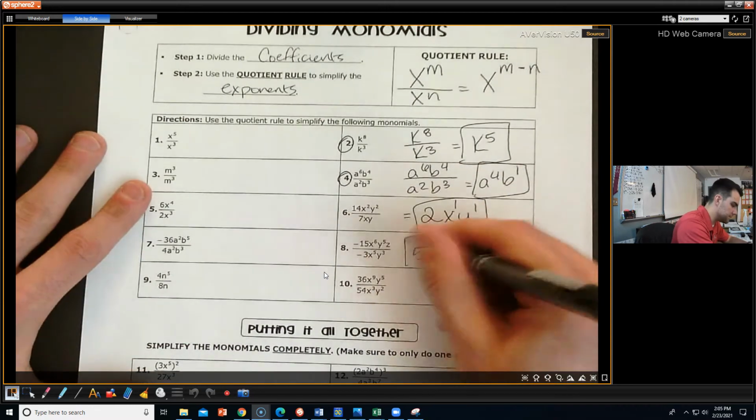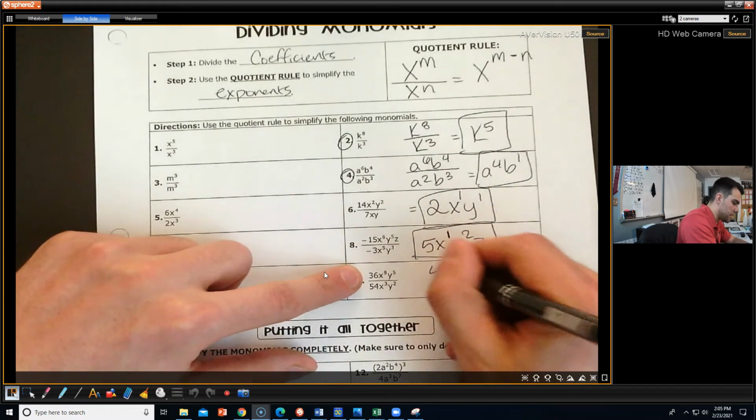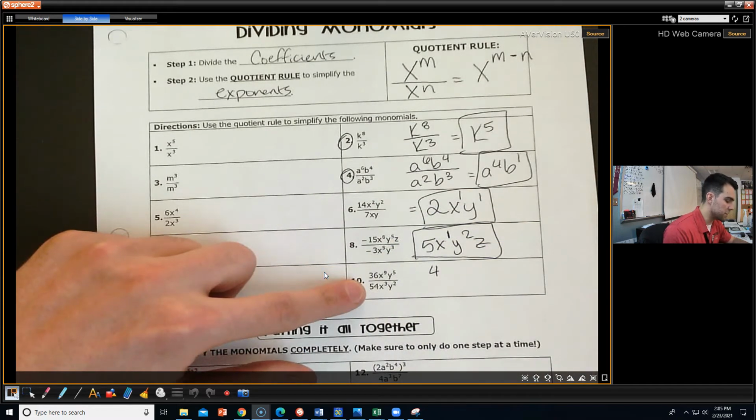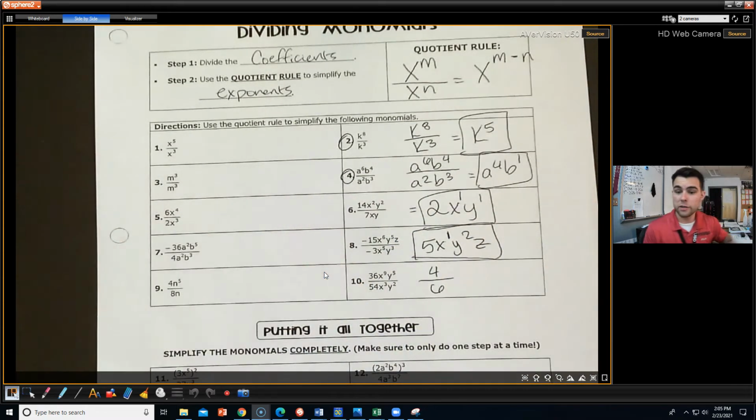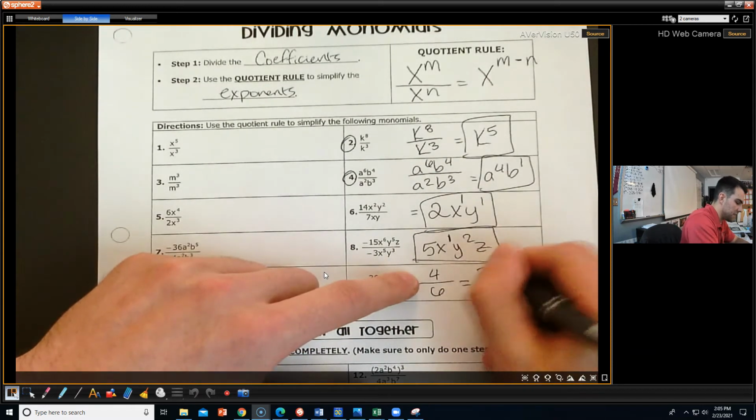That guy is done. Number 10, 36 divided by 54. It doesn't divide nicely, so you have to treat it like a fraction and reduce it. What can go into 36 and 54 evenly? The correct answer is 9. 9 can go into 36 4 times, and 9 can go into 54 6 times. It looks like we also have 4 and 6, and we know that 2 can also go into those. So if I put 2 into 4, that's 2 times.